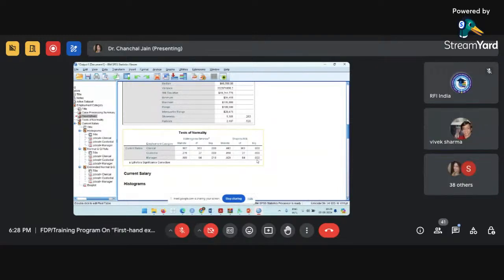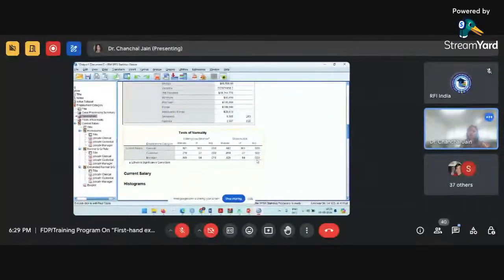Very correct. I think it was Vivek, sir. Yes, very correct. So the decision is we are rejecting the null hypothesis, and the conclusion is that our salary for all the three categories is not normally distributed. For clerical also, for custodial also, and for manager category also. Is it clear to everyone? Okay, ma'am. Clear.